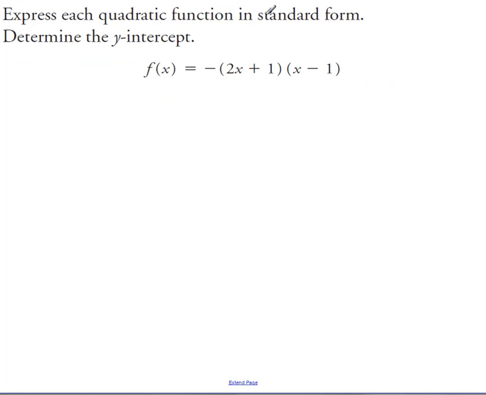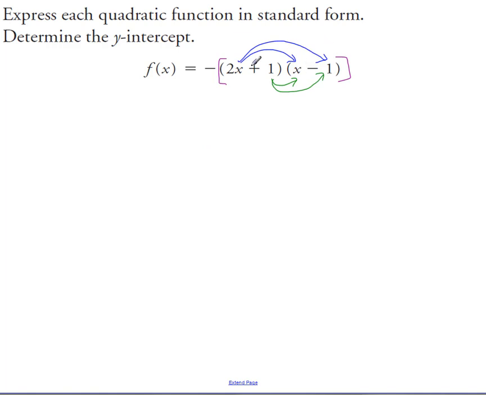So express each quadratic function in standard form. Determine the y-intercept. Okay, so expressing in standard form, right now it's in factored form. To put it in standard form, I just need to multiply everything out. Something I need to be careful of though, there's this negative in front. Let's just put some brackets around everything and just leave that alone for now, and we'll deal with that negative later. And so I notice I'm going to be multiplying this 2x times this one and times this one, and I'm going to be multiplying the 1 times this one and times this one.